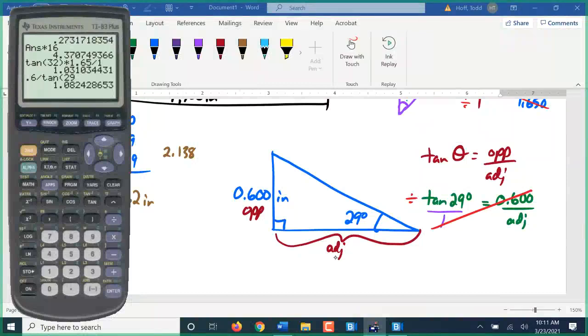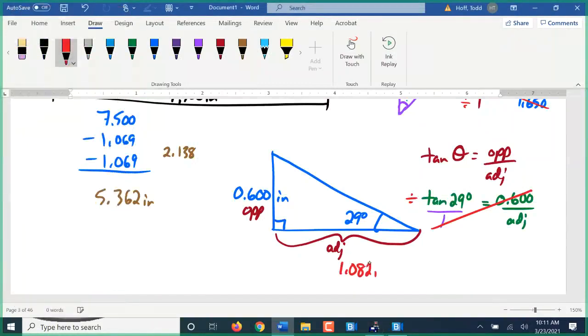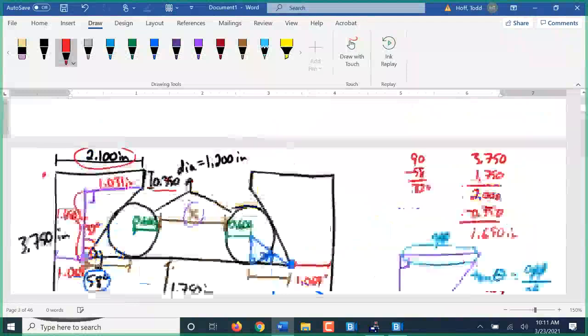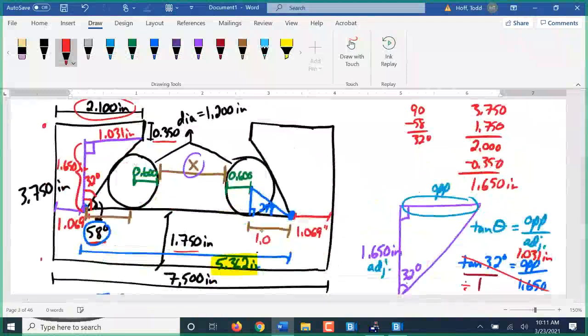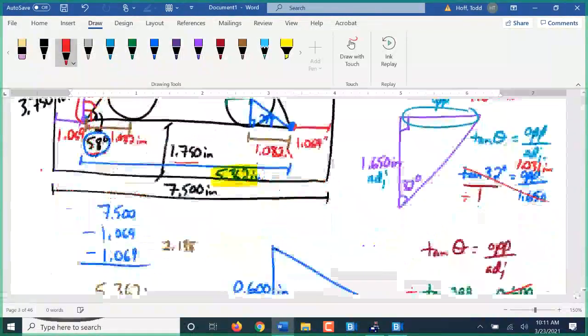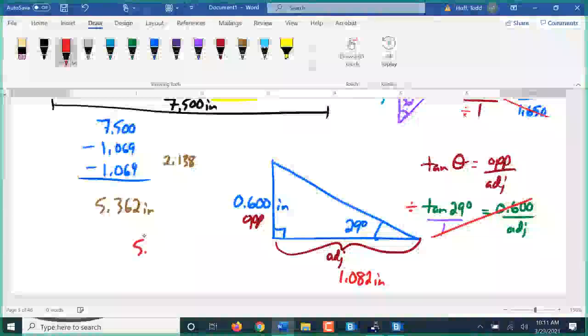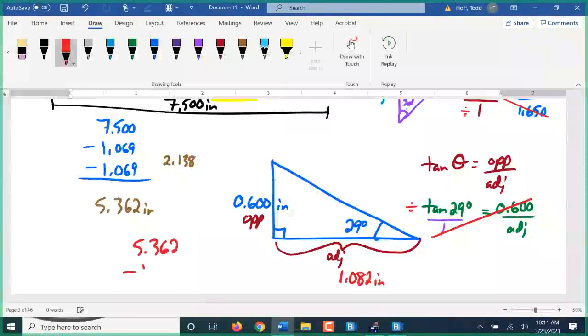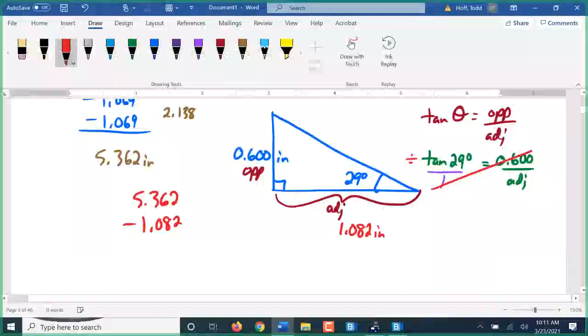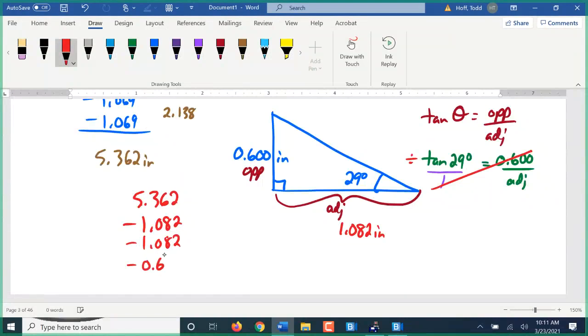1.082 is that length. So this is 1.082 inches on both sides. So we have the 5.362. We're going to subtract 1.082 from each side, and we're going to subtract the radius of the circle of 0.6 from each side.